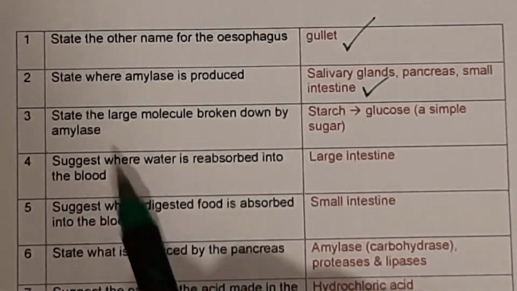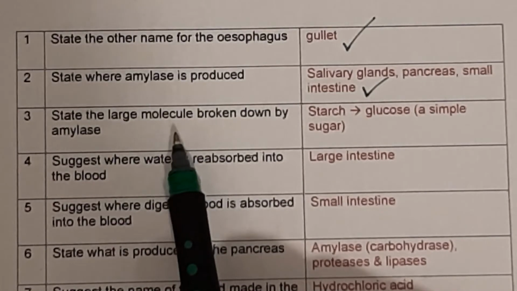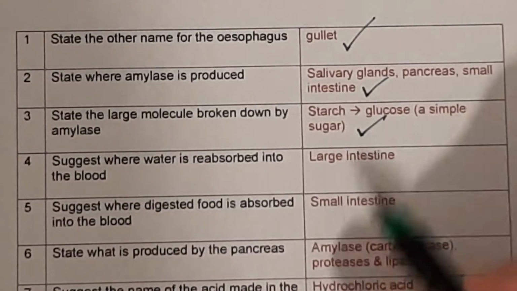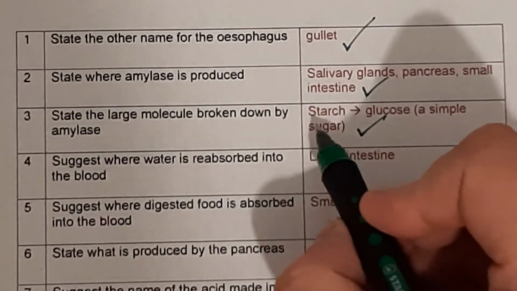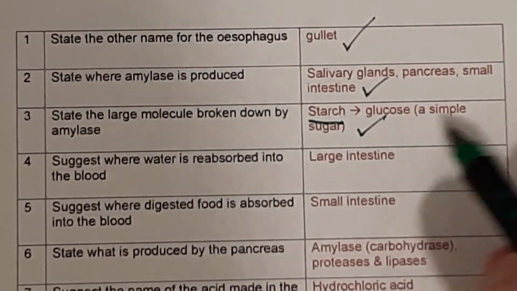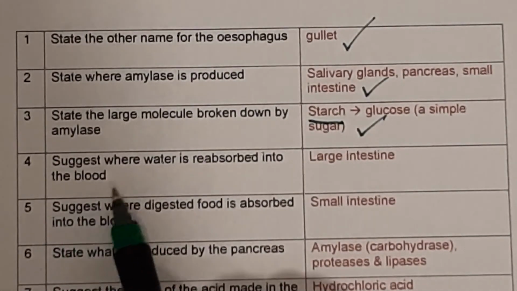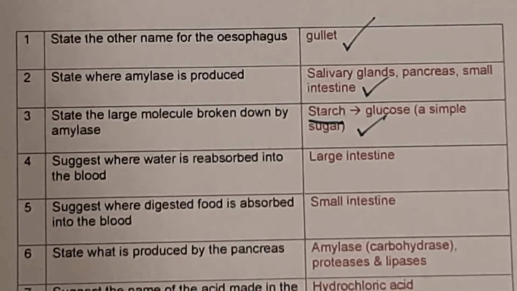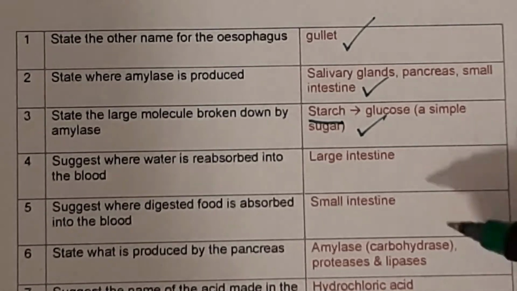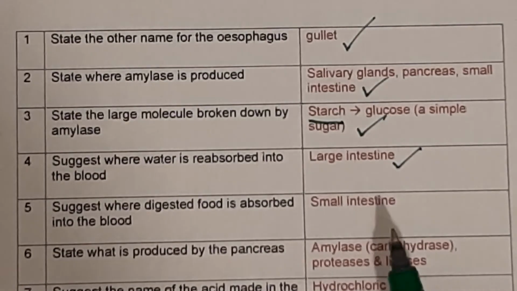State the large molecule broken down by amylase. Well, that would be starch into glucose. So the answer is starch, but I'm letting you know that it's turned into glucose. Question 4, suggest where water is reabsorbed into the blood. Well, that would be the large intestine, not just the intestine, but the large intestine. You won't get the mark just for saying intestine.